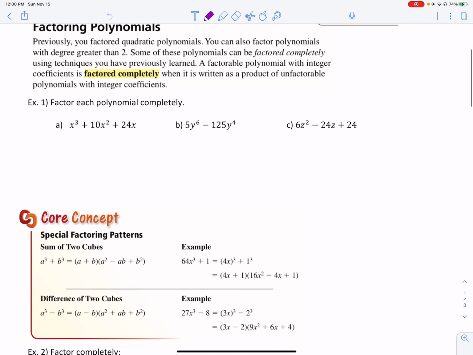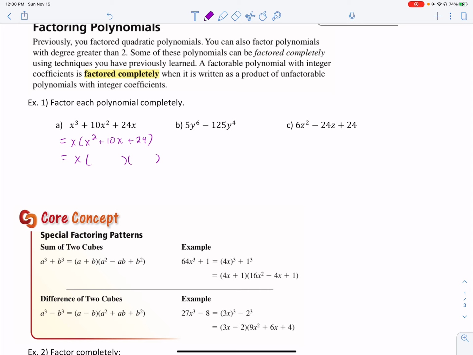The first thing that you need to do is look for a common monomial factor. So you write the problem down, you go down to the next line, start with an equal sign, and in each of these there is an x that you can pull out. So we have an x times (x squared plus 10x plus 24). And then we need to go down a line, put in equals, and factor this.